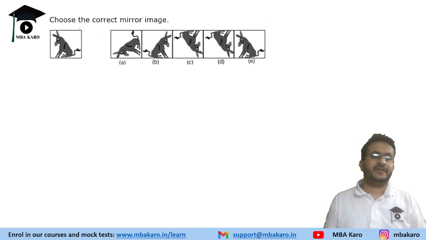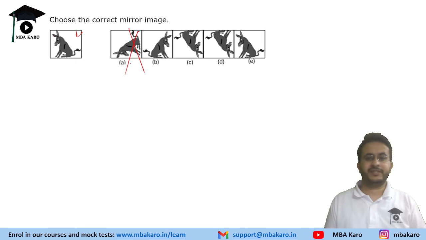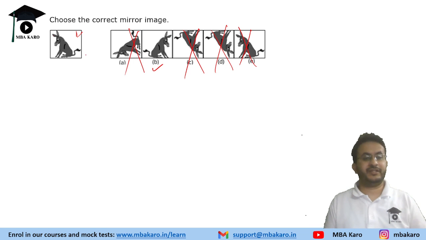Mirror image, very simple. This donkey's ear should be on this side like this. So we can clearly eliminate these options. Option B is the right answer. So the tail on the right, left side here, and this shape like this.